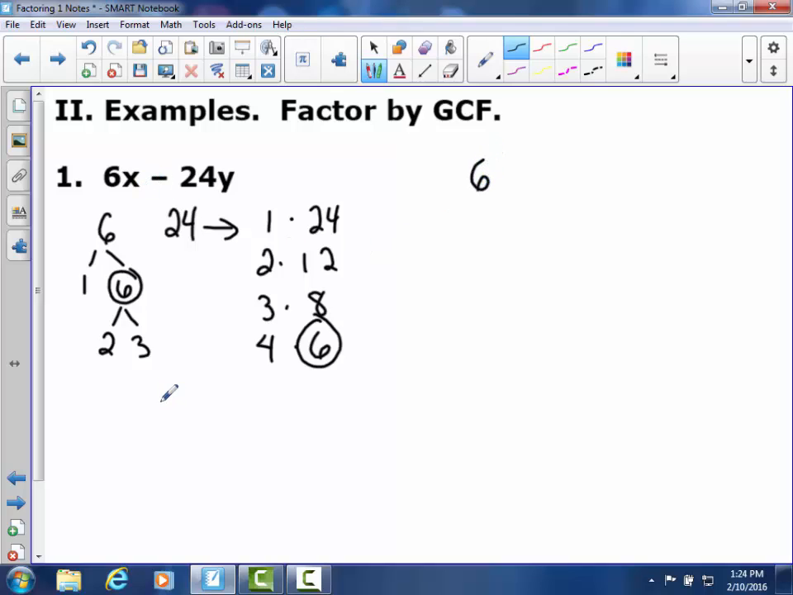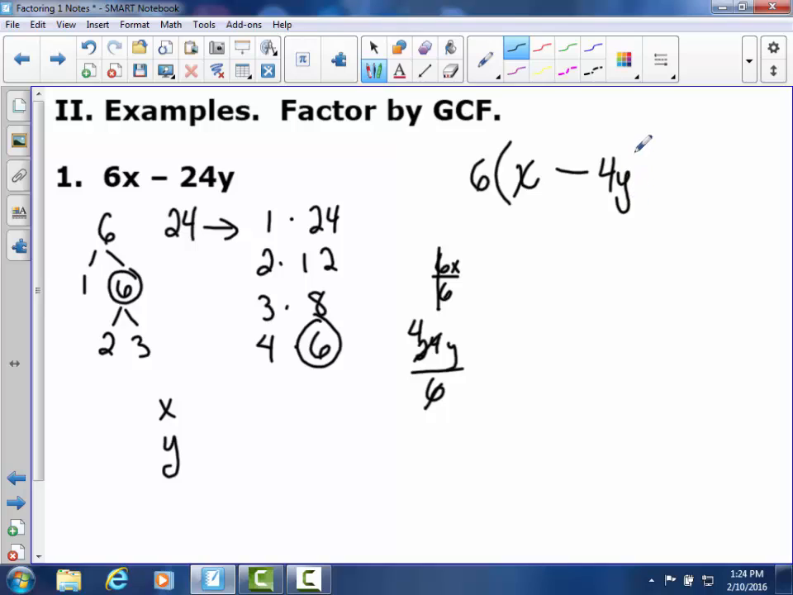Then I look at my variables. I have x and I have y. Well, neither of these is in common. Okay? So I can't factor out an x or a y because they're not common to both. So 6 is my GCF, and then what I'm going to do is take 6x divided by 6, and that gives me x. So I'm going to put x right here. Now I put my minus sign in, and then I have 24y divided by 6. Well, 24 divided by 6 is 4, so that would just be 4y. Okay. So that is 6x minus 24y factored by the GCF.